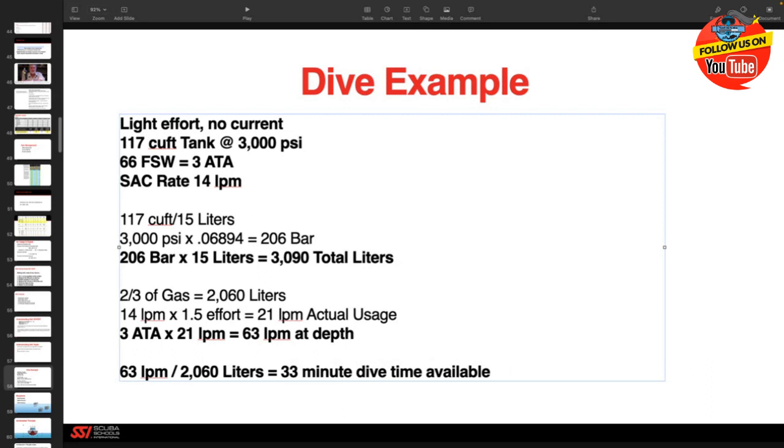Now, just like the dive tables, remember everything that we do with the dive tables is based upon a box profile. It's basically saying, if this were our dive, the 66 foot dive, we literally got off the boat, dove straight down to 66 feet, stayed at 66 feet for exactly 33 minutes, and came back up directly, right?